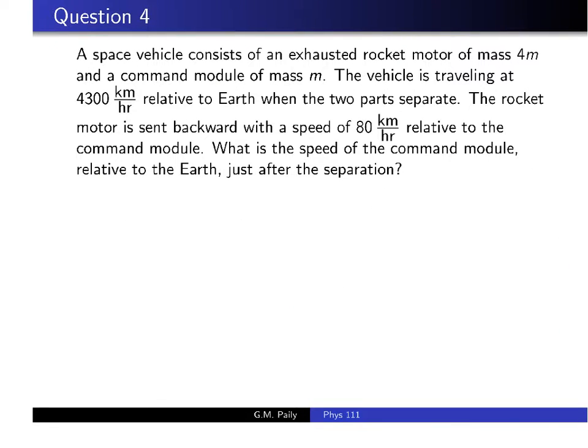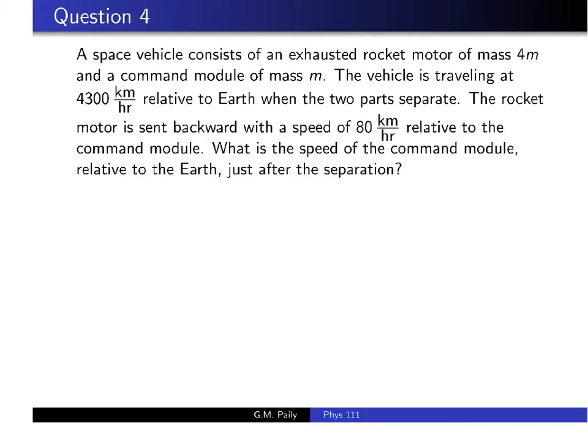Here is another problem. Try and solve it by yourself. Keep in mind that some of the speeds are given relative to Earth and some are given relative to the command module, and it's best to do all the calculations relative to the Earth. Using that and momentum conservation, try and solve this question. Pause the video while you try. We will now discuss the answer.